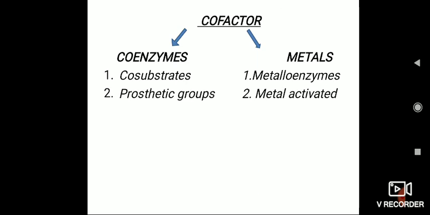Now we can see this small classification of cofactors. These cofactors are the small molecules which help the enzyme in the catalysis, and these cofactors are divided into two: coenzymes, which are the organic molecules, and metals, which are the inorganic molecules. So these coenzymes are also subdivided into two, that is co-substrate and prosthetic groups.